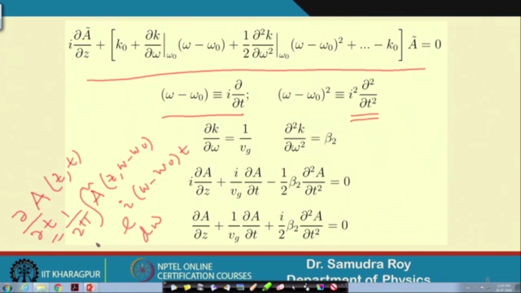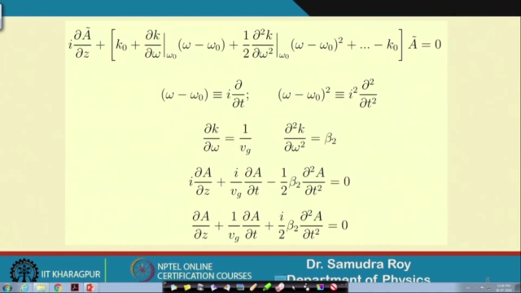So, eventually we get a relationship that this operator, if I might, there is a negative sign here. So, this operator basically gives us this quantity. So, if I just change this operator, then we will have an equation and this equation will be entirely in time domain.